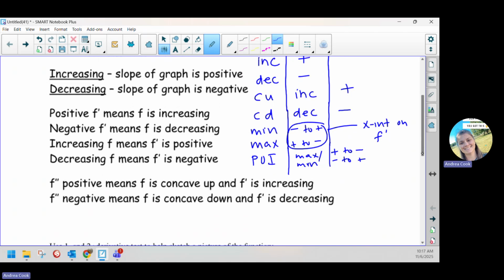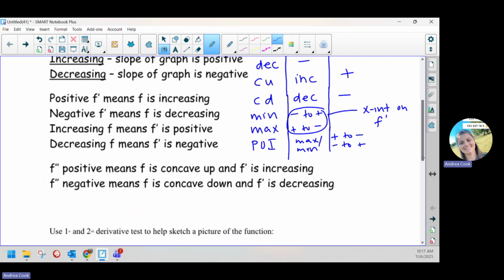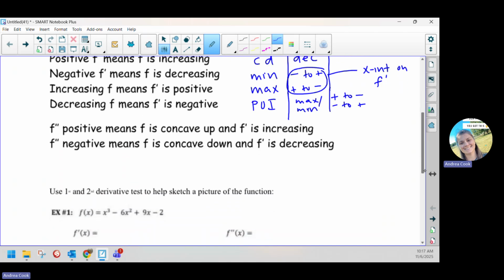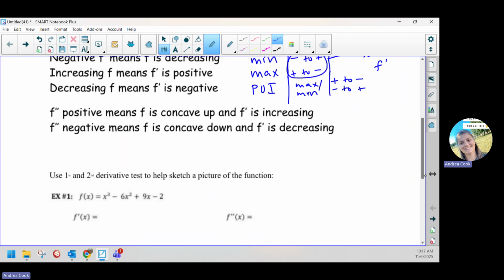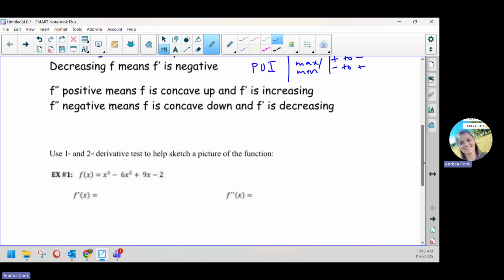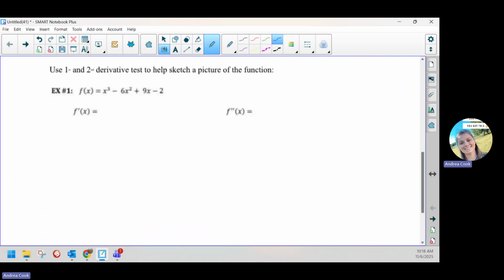Okay, so before we start, we're going to take a graph that you kind of already know what it looks like, and we're going to show you how you can use the first and second derivative to sketch a graph, because way back before they had graphing calculators, they used calculus to graph functions. So we're going to take this first one, and we're going to find the first derivative, which is 3x squared minus 12x plus 9.